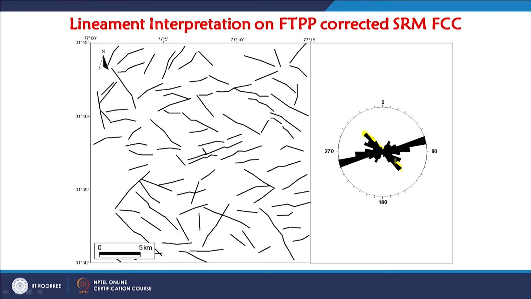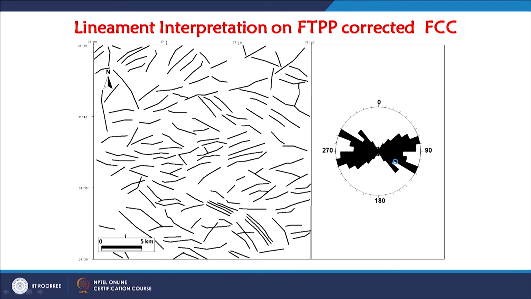So, this is what I wanted to demonstrate, that if an image is suffering from FTPP, one is bound to make wrong interpretations, and therefore, it is very much required to first correct FTPP. The image should be corrected for FTPP and then interpretation should be done. This is also lineament interpretation on the corrected FCC. Now, two more things I am going to show to you.